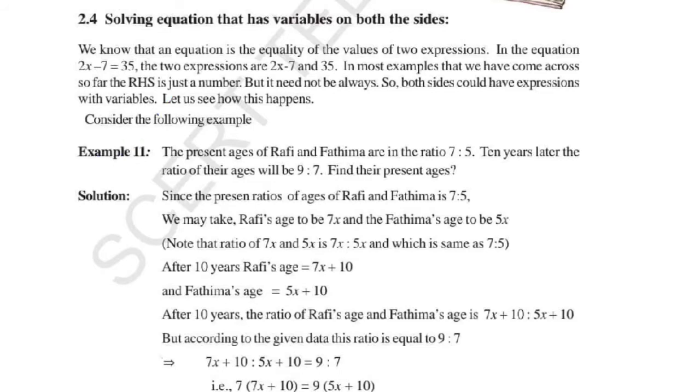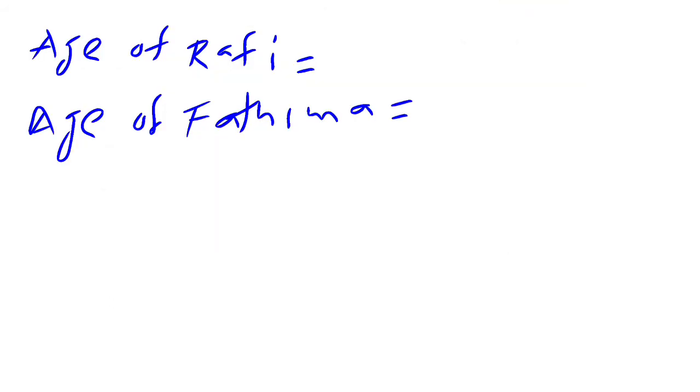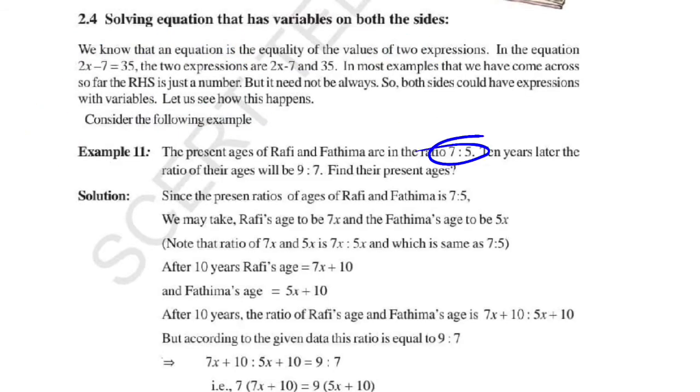The present ages of Rafi and Fatima are in the ratio 7:5. 10 years later, the ratio of their ages will be 9:7. Find their present ages. See here, 7:5 is the ratio of the present ages of Rafi and Fatima. From this ratio we can find the individual ages. So the age of Rafi is 7x and the age of Fatima is 5x. Why? Because their ratio is 7:5. So next, 10 years later.